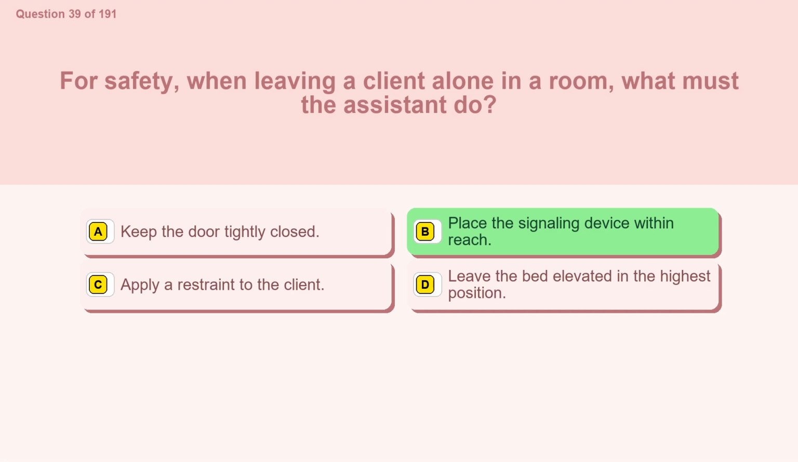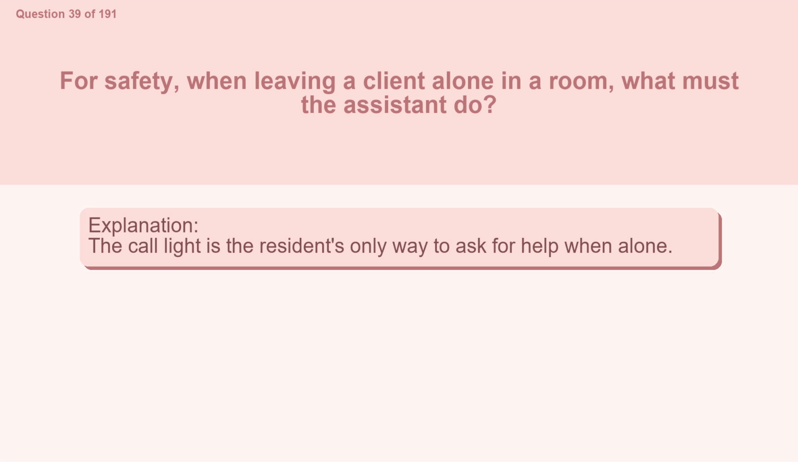The correct answer is option B. Place the signaling device within reach. The call light is the resident's only way to ask for help when alone.